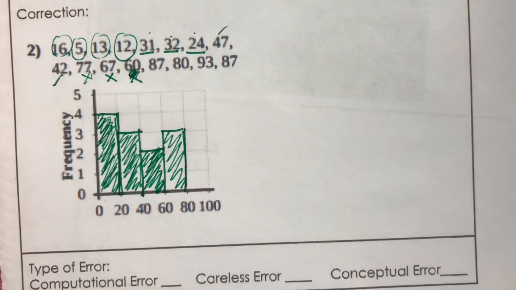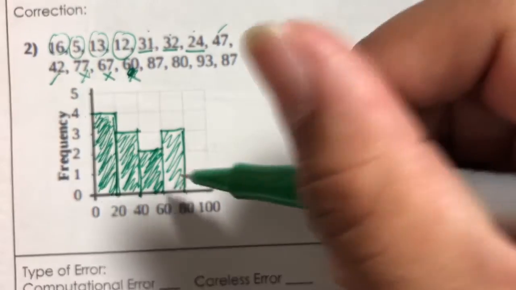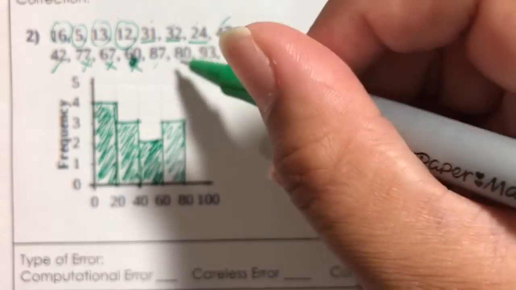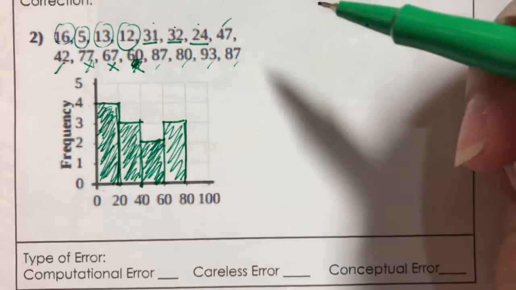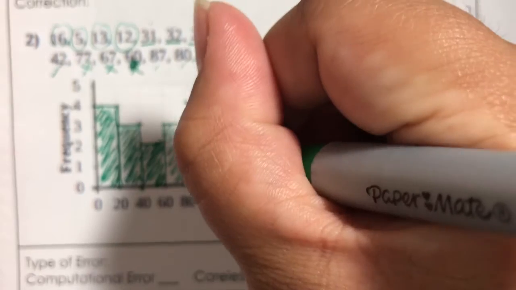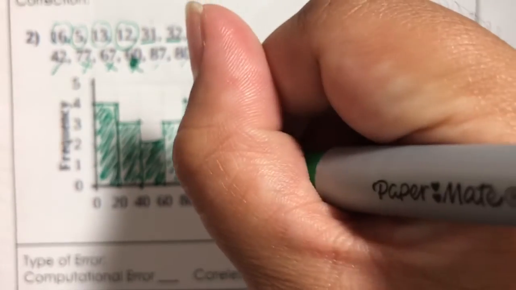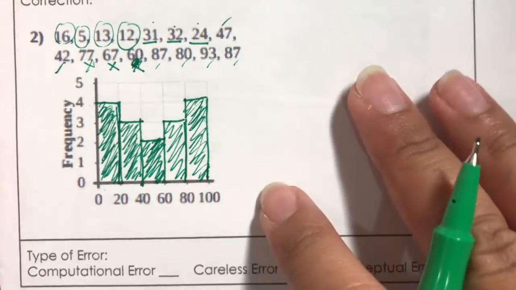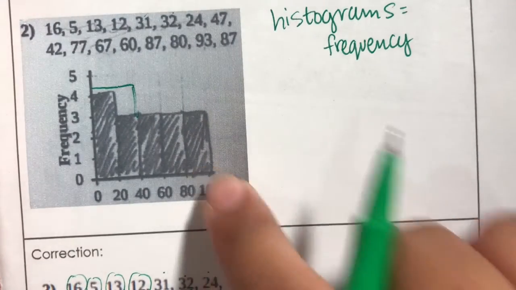All right. Okay. And now we have 80 to 100. So obviously the rest of the numbers, 1, 2, 3, 4, we have 4 numbers that fall in between 80 and 100. So our bar is going to go up to 4. And there you go. So this histogram looks completely different from this one.